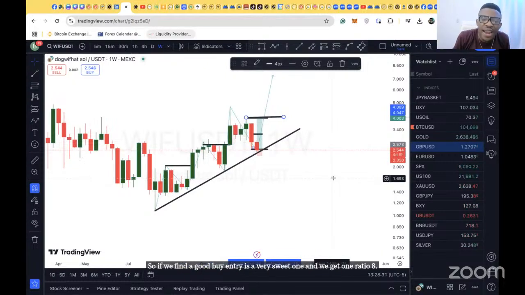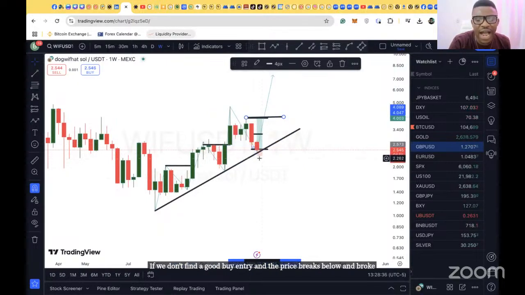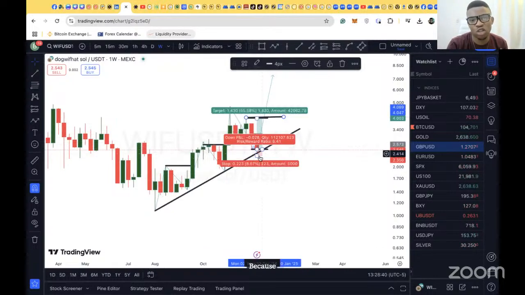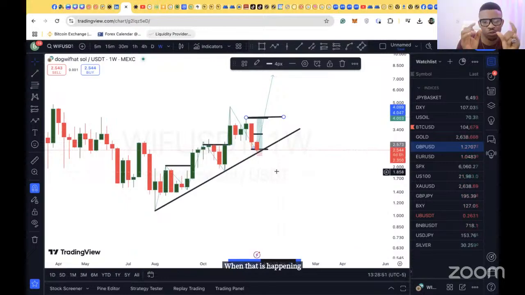If we don't find a good buy entry and the price breaks below this weekly trend line and closes as a red candle, we have to close the trade, because anything that brings this candle to close below this trend line is likely to bring the price down to this level here. And you don't want to be in a sell trade when that is happening. You want to exit the trade with a small loss.